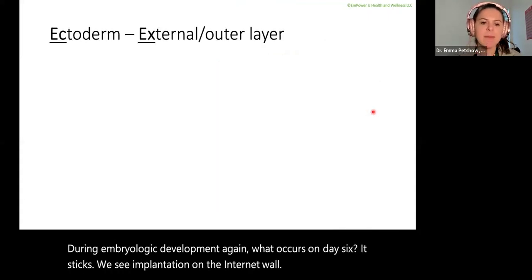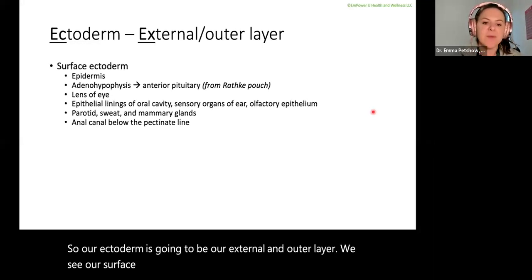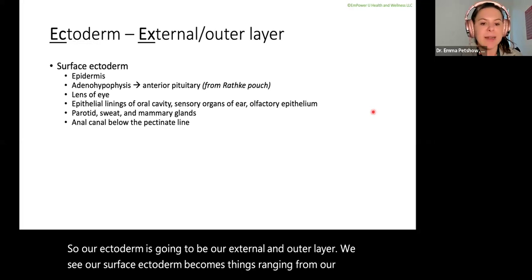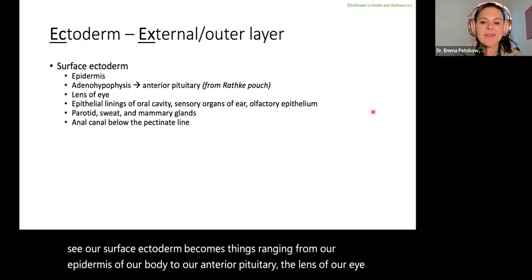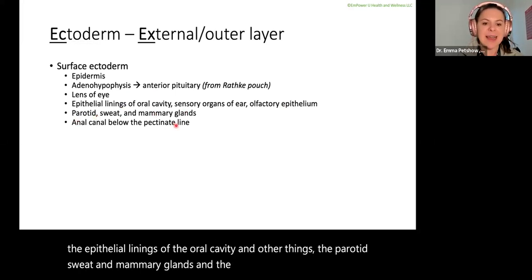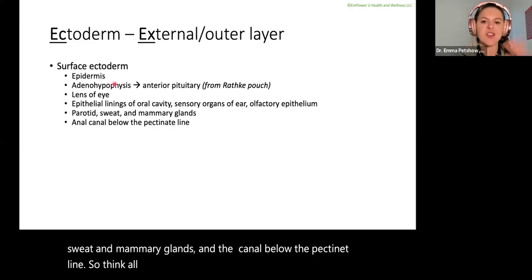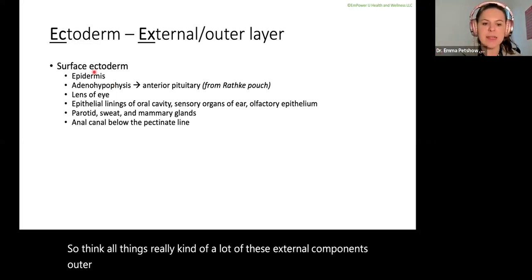So our ectoderm is going to be our external and outer layer. We see our surface ectoderm becomes things ranging from our epidermis of our body to our anterior pituitary, the lens of our eye, the epithelial linings of the oral cavity and other things, the parotid, sweat, and mammary glands, and the anal canal below the pectinate line. So think all things, really a lot of these external components, outer layer, surface-facing components.